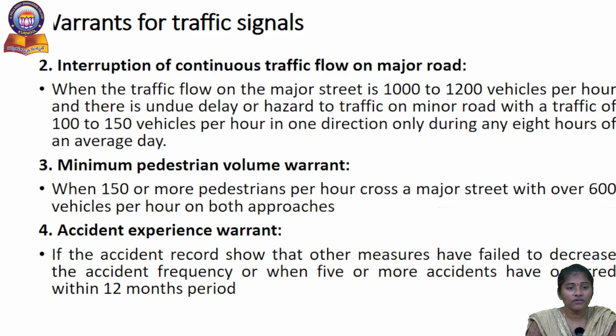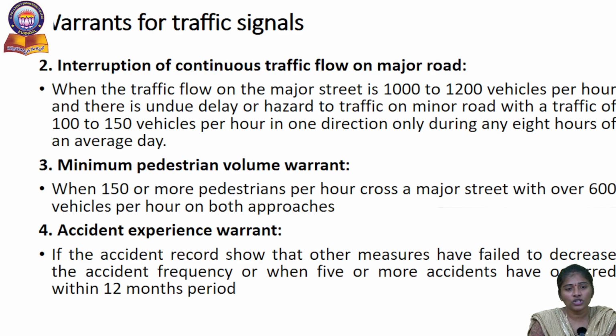Next, the third warrant is minimum pedestrian volume warrant. Whenever the pedestrians crossing the major street are equal to or greater than 150 pedestrians per hour, and they are interacting with 600 vehicles per hour on both the approaches, then we provide traffic signals.